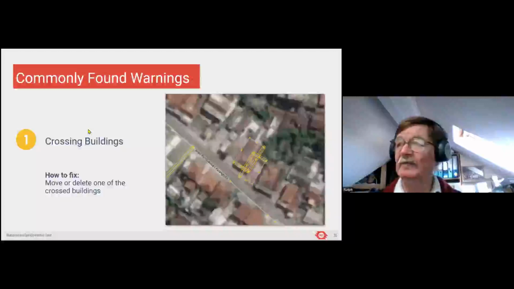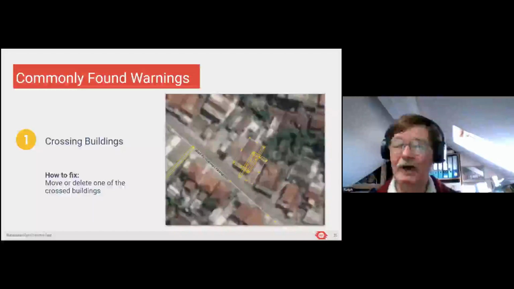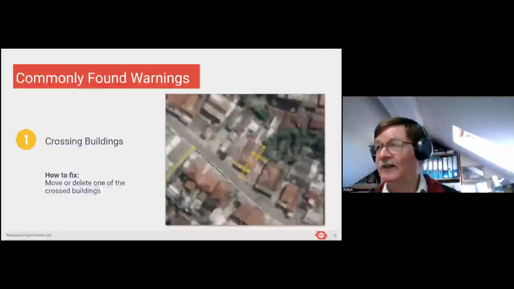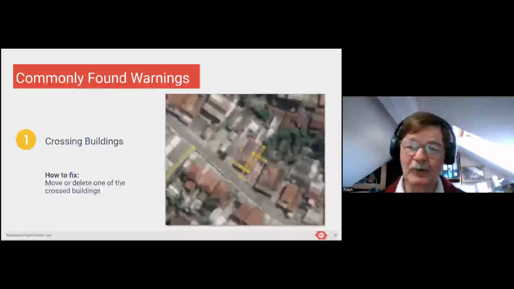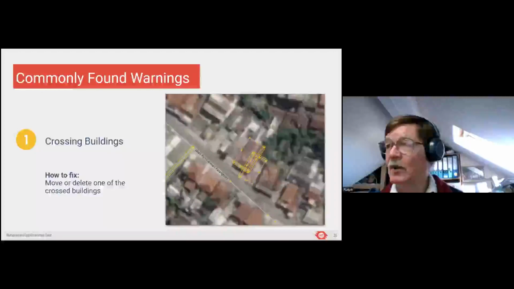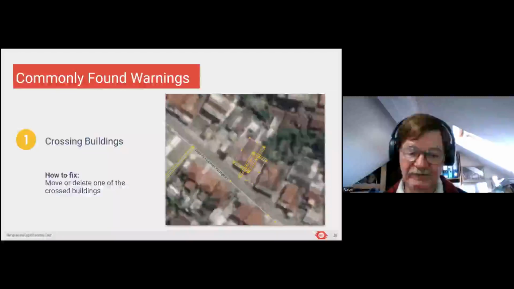Crossing buildings are easy to fix. You look at them to see whether they're, first of all, in the right position. If they are in the right position, then you need to look at the size. Is the size not correct, with one building too big and overlapping? Or are they duplicate buildings? Has someone used different imagery and drawn a second building on the correct imagery, in which case one needs to be deleted?